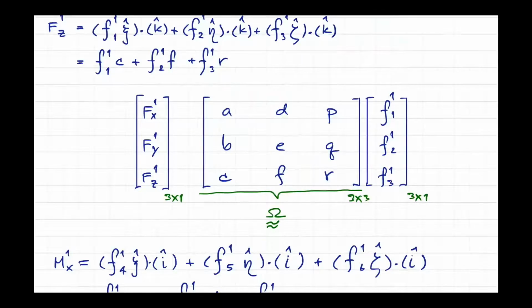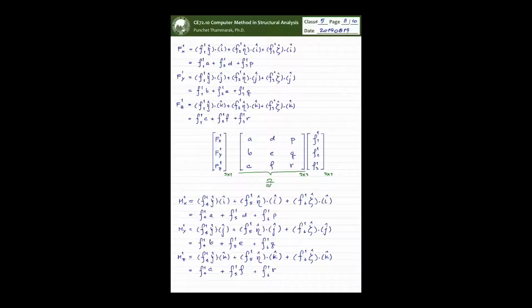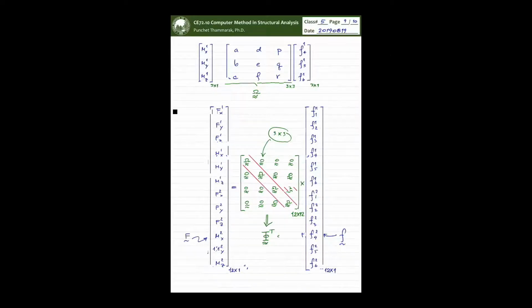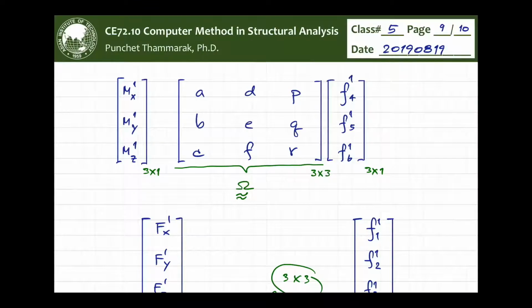So over here we wrote the matrix relationship between the global force and local forces. And you have this omega matrix. But this omega matrix is just for the sets of forces, right? So you do the same thing with the moment. You take the components of moment along the x, along the y, along the z. You end up with the same omega matrix.